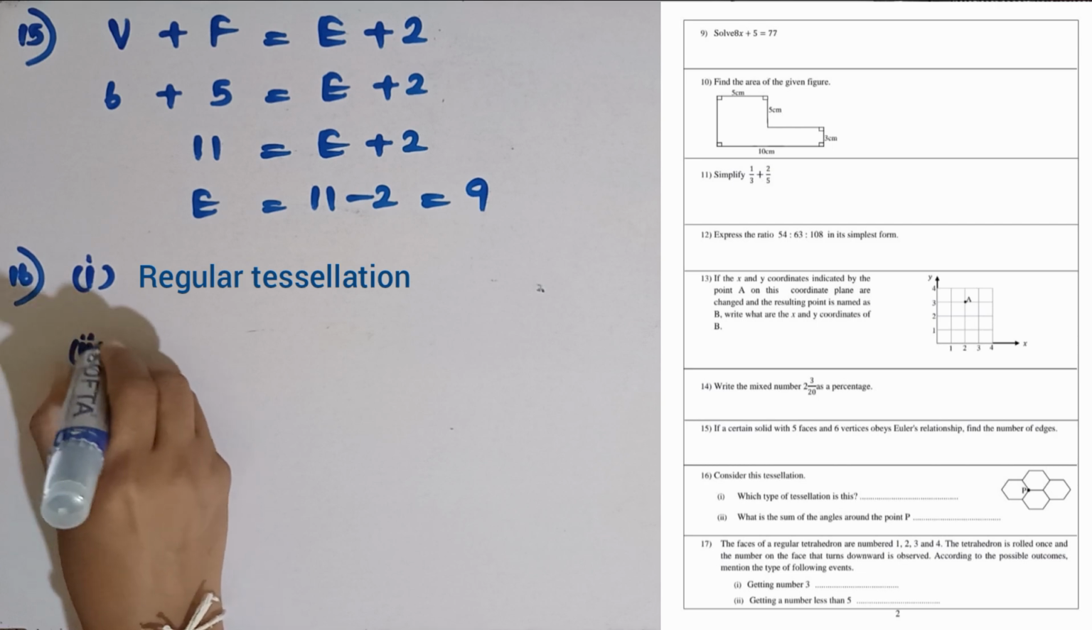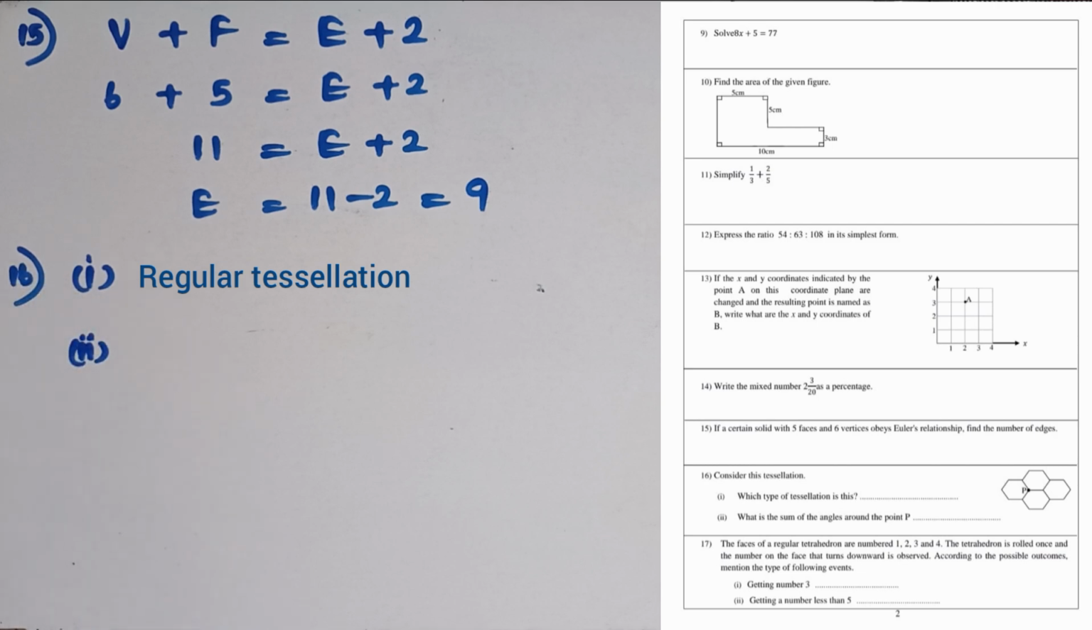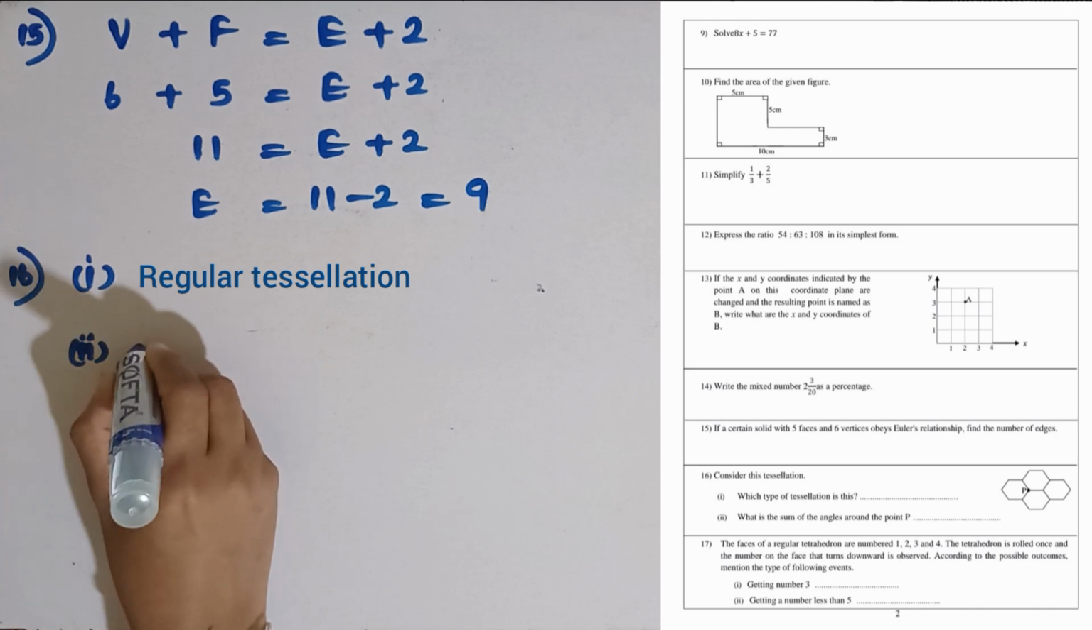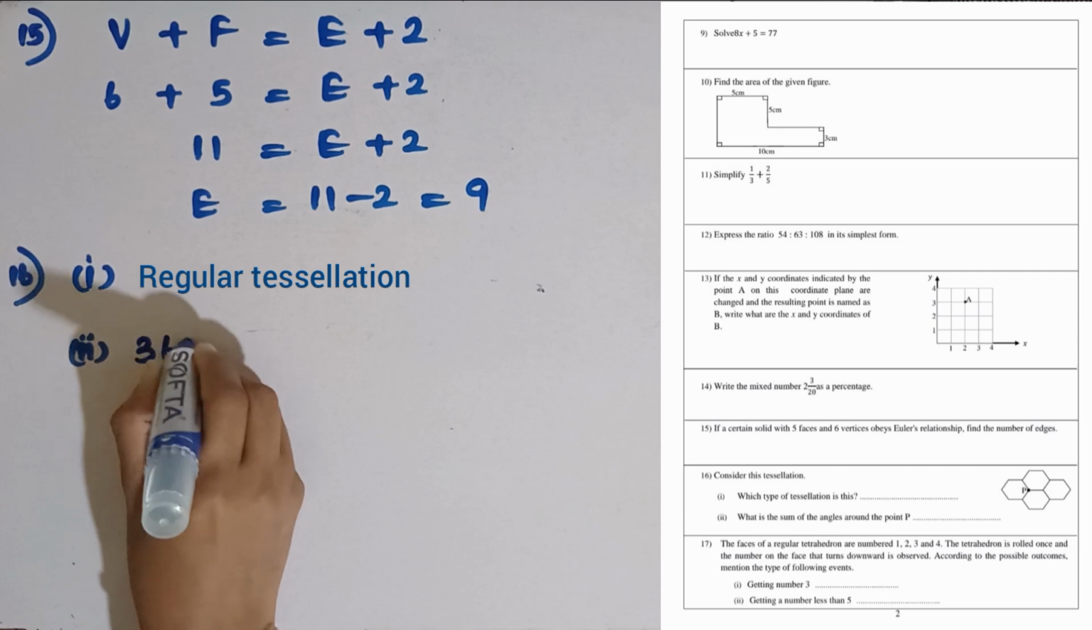Then second part, what is the sum of the angles around the point P? Around the point P, we know that the sum of the angles around the point should be 360 degrees. So here also the sum is 360 degrees.